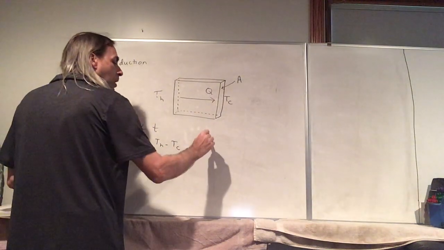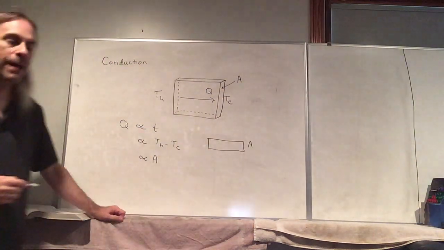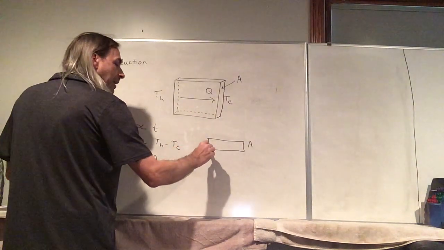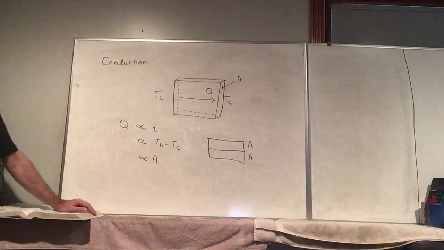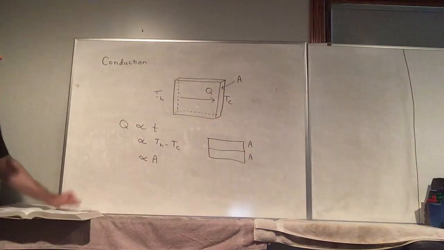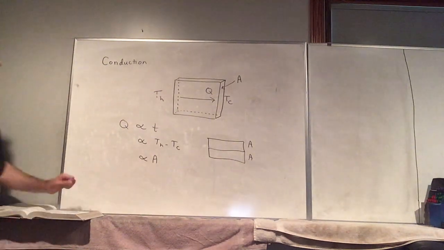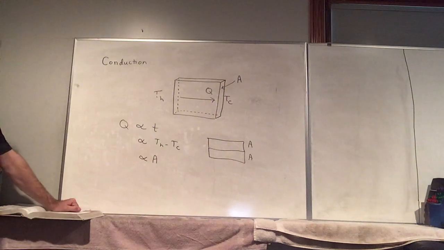Say you have one bar with a cross-section area A, and in a certain amount of time, a certain amount of heat is going to flow through this bar. If you have another one with the same cross-section area, you get the same amount of heat flowing through this one. Taken together, we have twice as much area, twice as much heat. So this should be fairly clear that Q is proportional to the area.